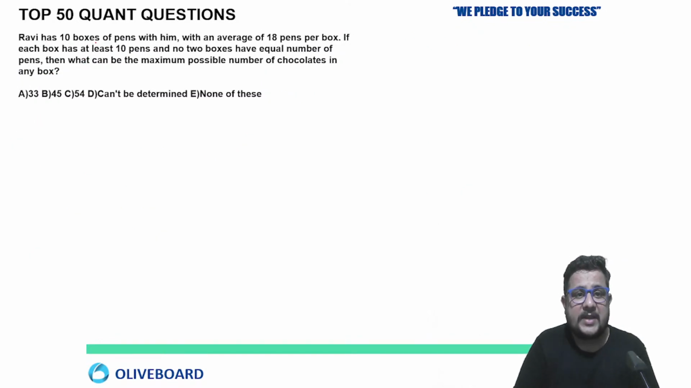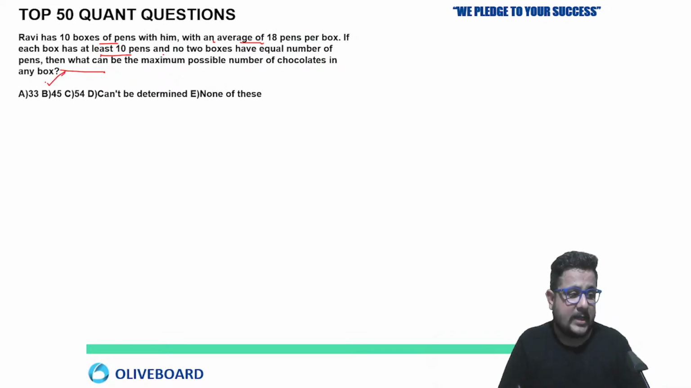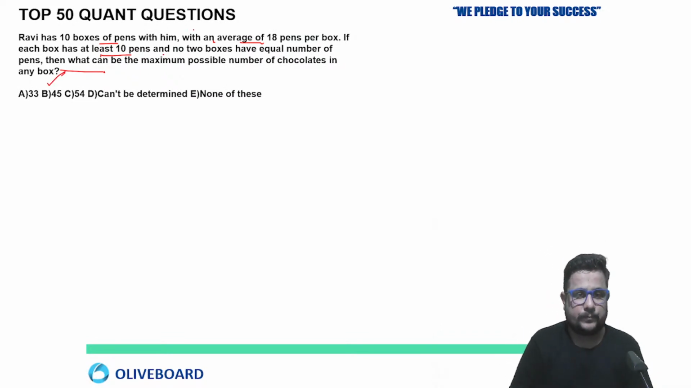Now next one. Ravi has 10 boxes of pens with him with an average of 18 pens per box. If each box has at least 10 pens and no two boxes have an equal number of pens, then what can be the maximum number of pens in any box? Tell me the answer now, fast. Ravi has 10 boxes of pens with him with an average of 18 pens per box. If each box has at least 10 pens, no two boxes have an equal number of pens, then what can be the maximum possible number of pens in any box?